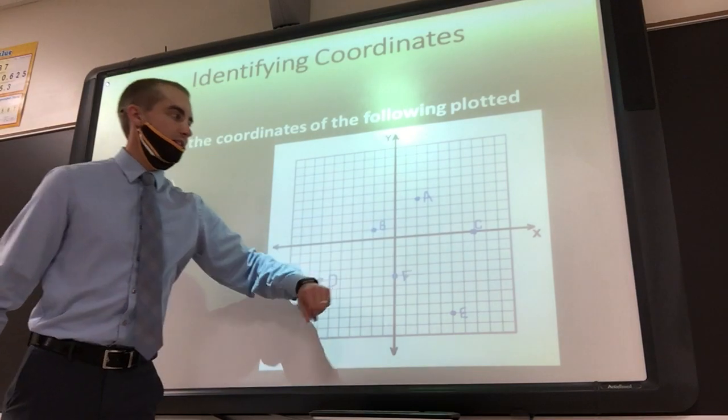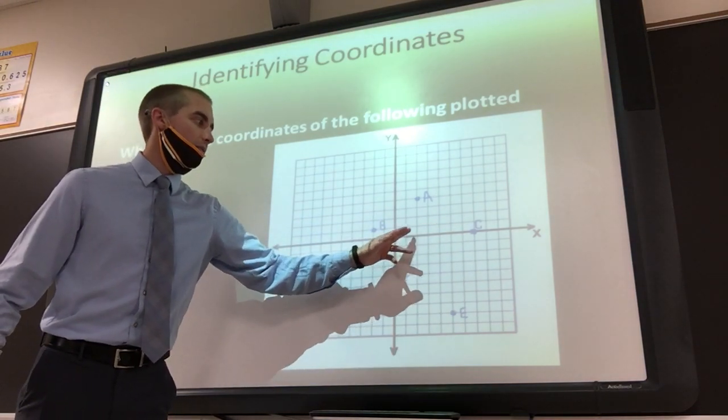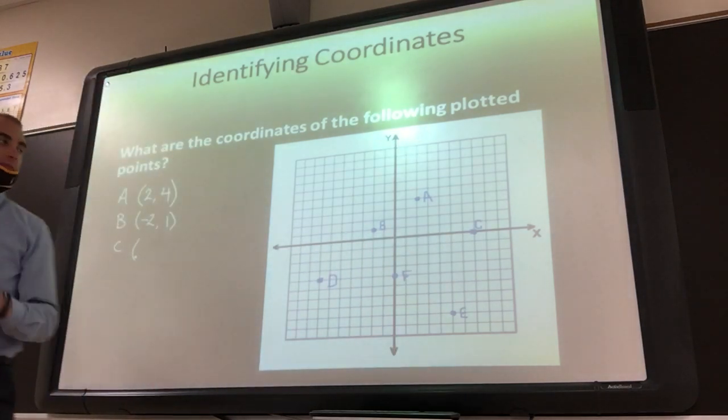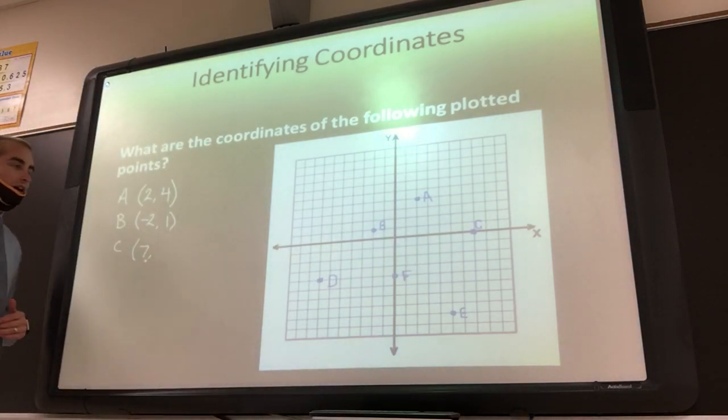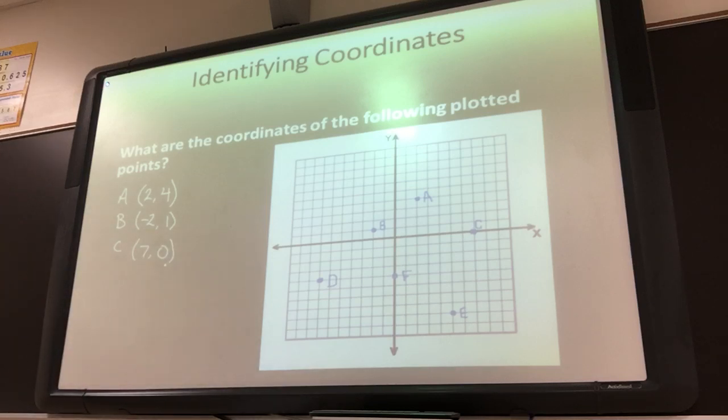So point C. It's right there on the x-axis. So we're going to count how many times to the right do we need to get to C? 7? Do we go up or down any? Okay, so what should the y-coordinate be if we haven't gone up or down any? It's still at 0, yes. So if you're on the x-axis, the y-coordinate's going to be 0.